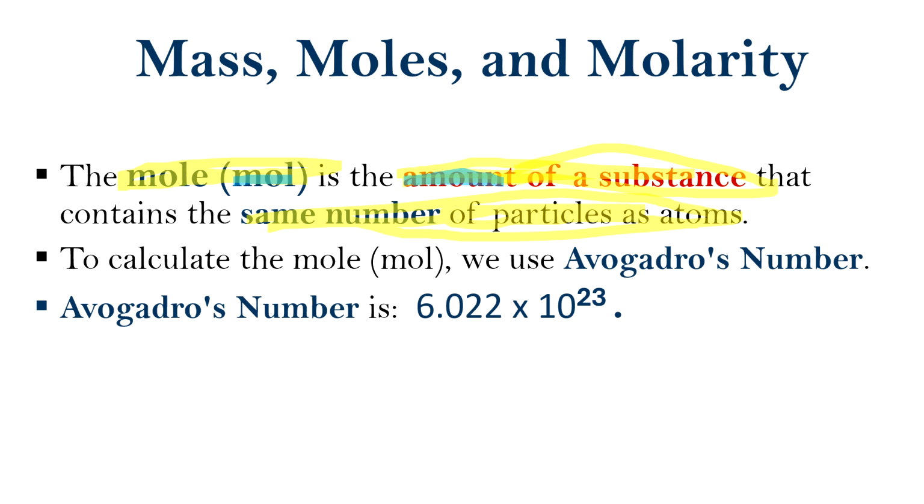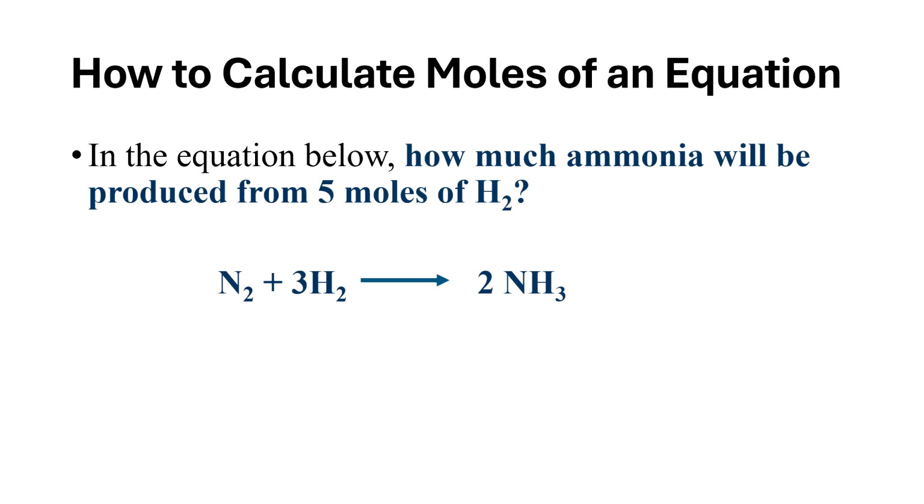We use Avogadro's number when we don't know the amount of the mole that is being used, or if we want to do a further equation: 6.022 times 10 to the 23rd. But more importantly, if we want to do something simple like this: how much ammonia will be produced from 5 moles of H2? Now, look here. This is the ammonia they're talking about, different diatomic sides of ammonia, or nitrogen hydroxide, as they would call it. So you want to look at this 5, and you want to look at this H2.